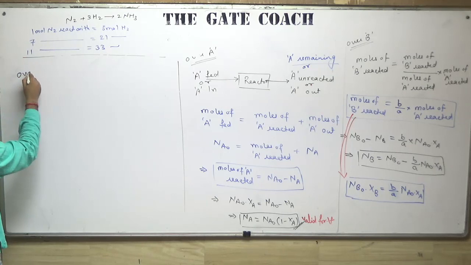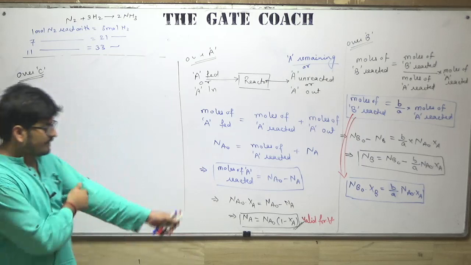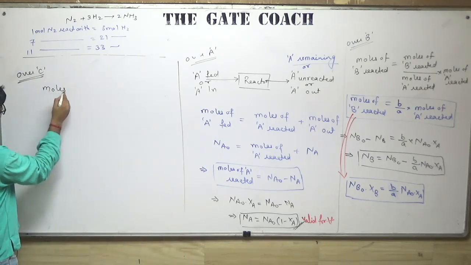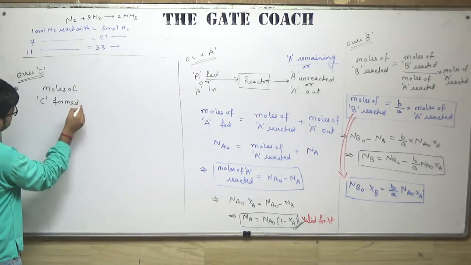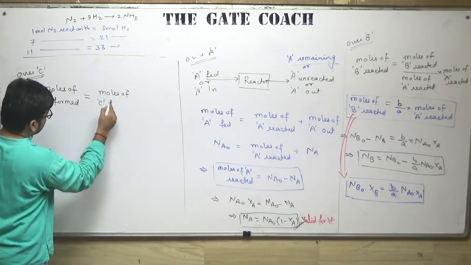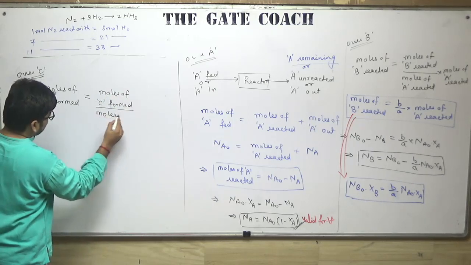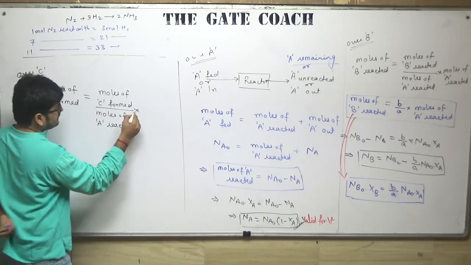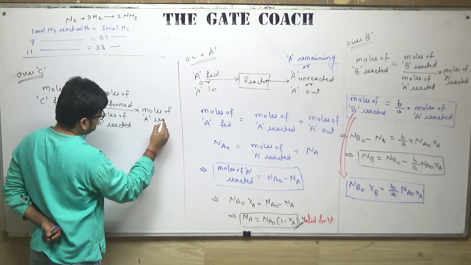Now let's talk about component C, which is a product. So again you will agree if I write moles of C formed is equal to the ratio of moles of C formed to moles of A reacted, multiplied by moles of A reacted.